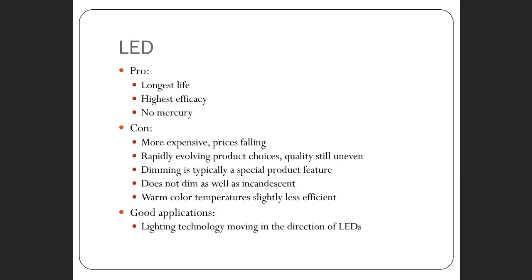It doesn't always dim the same way that an incandescent does, right? As you dim an incandescent, the color temperature gets warmer and warmer. Some LEDs do that now and some don't, so it doesn't always appear the same way that an incandescent does when you dim it. And it's a little harder for us to get the warm temperatures, so it's a little less efficient. Generally, the cooler LEDs are more efficient. But this is the direction that lighting technology is going in, right? This is what we're going to be doing. This is how we're going to be reducing energy consumption for lighting products.